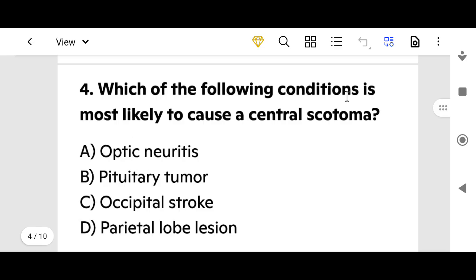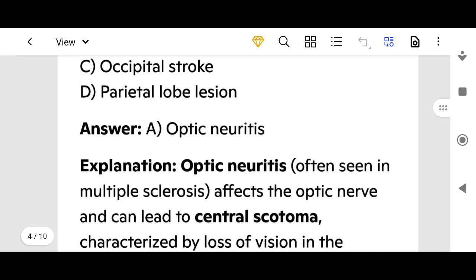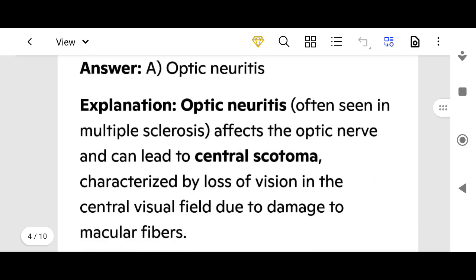Which of the following conditions is most likely to cause a central scotoma? What is your answer? It's optic neuritis. Optic neuritis, often seen in multiple sclerosis, affects the optic nerve and can lead to central scotoma, characterized by loss of vision in the central visual field due to damage to macular fibers.